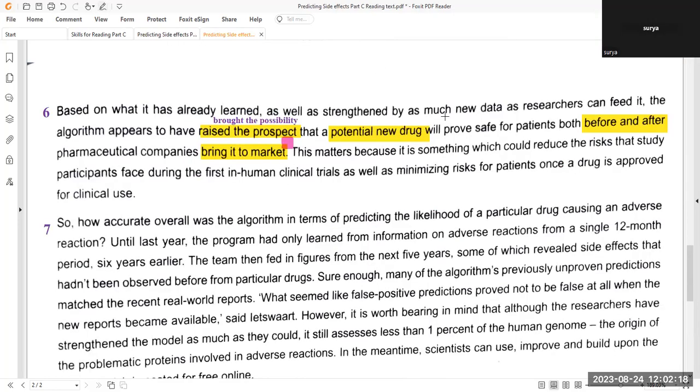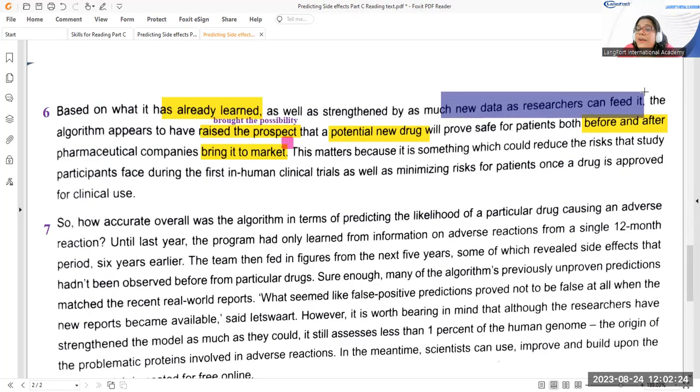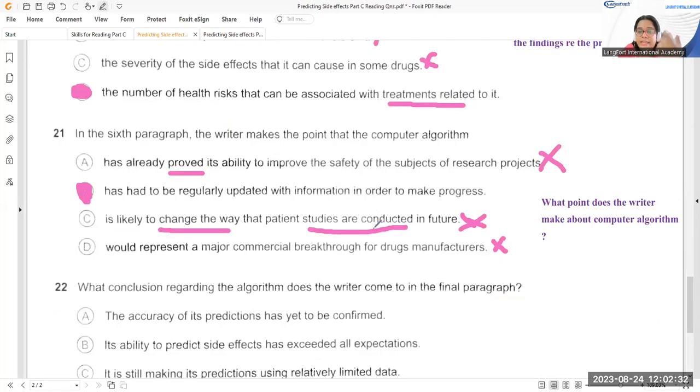See, the algorithm used what it has already learned and used new data fed to it by the researchers. So is the algorithm using only what it knows? No, it's also using the data that's given to it by the researchers. That means it is being regularly updated with new information. That's how it makes progress. That's why it came up with this prediction. Did you get the point? This is a tricky question.